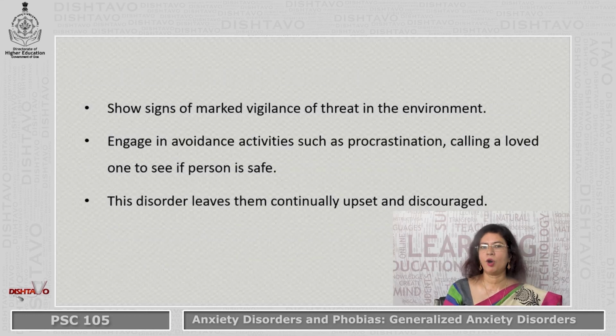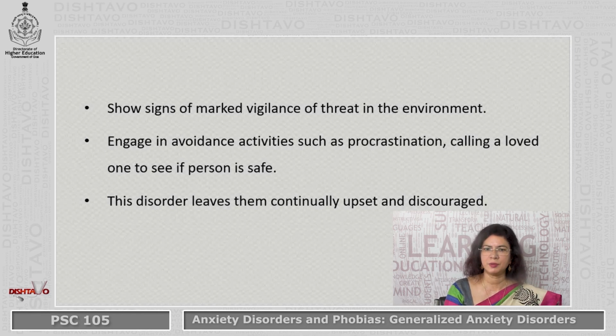He shows signs of marked vigilance of threat in the environment. He is unable to move freely in the environment. Whenever he goes out for shopping or for work, for his normal duties, he feels that everybody is spying on him, everybody is trapping him. He is so scared about moving out in society. He is engaged in avoidance activities such as procrastination or calling a loved one to see if the person is safe. Every now and then he will delay the work. Even if the work is urgent, the person is told to submit this work and it has to be done urgently.